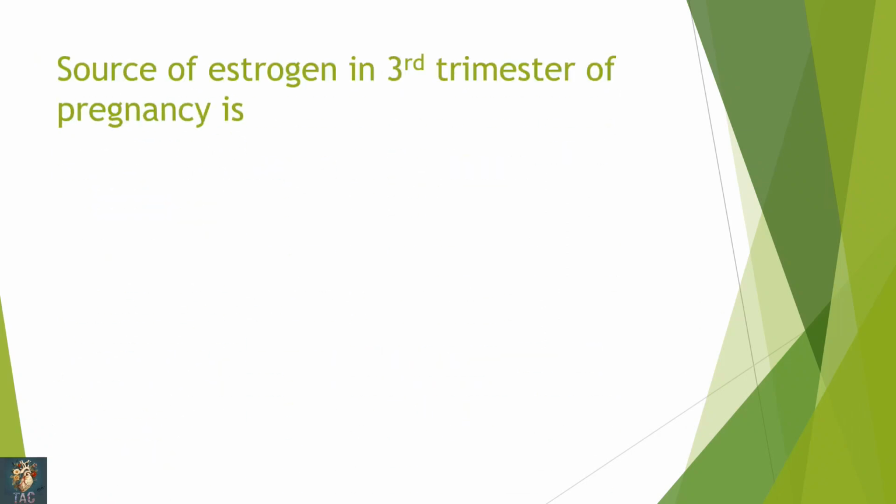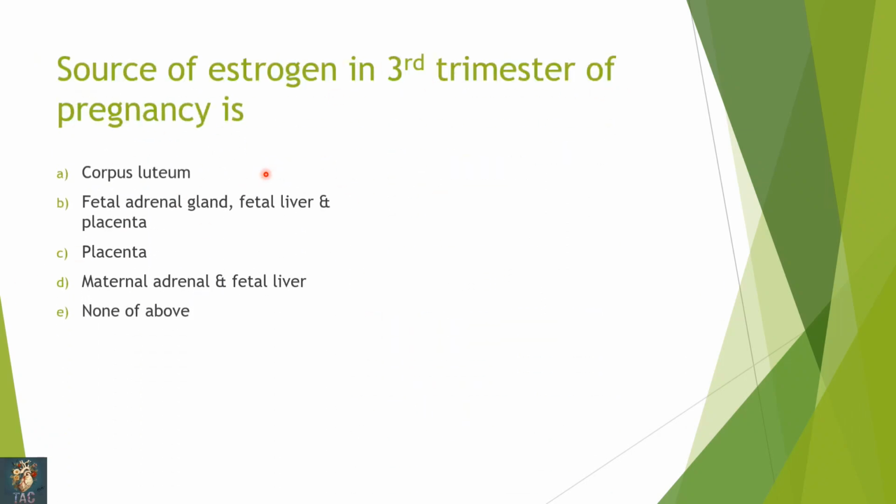Next, the source of estrogen in the third trimester of pregnancy: the corpus luteum, the fetal adrenal gland, the fetal liver, the placenta, the maternal adrenal, or none of the above. So the major amount is produced by the placenta, that is the source of estrogen, but a small amount is also produced by the fetal adrenal and the liver. So this is the correct option.